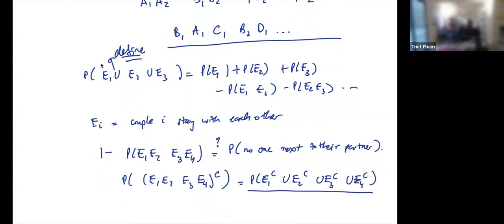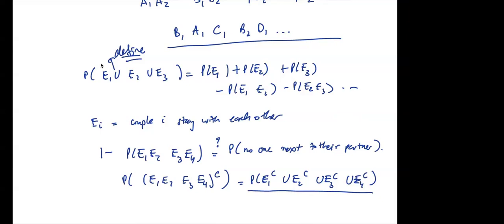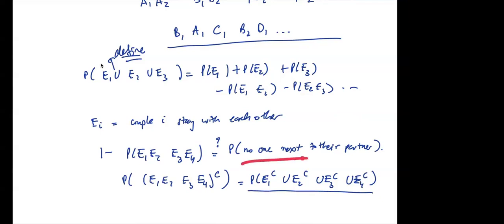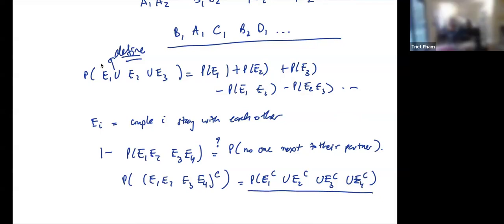Now read this out loud in English. What does that mean? Not the probability, just the event. What is E1 complement union E2 complement, that kind of thing? What is that in English? Couple A doesn't stay together or couple B doesn't stay together and so on. Correct. Is that equivalent to no one next to their partner? No, because that's just or. Good. Excellent.